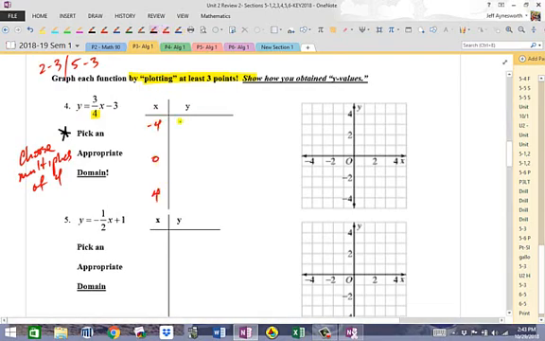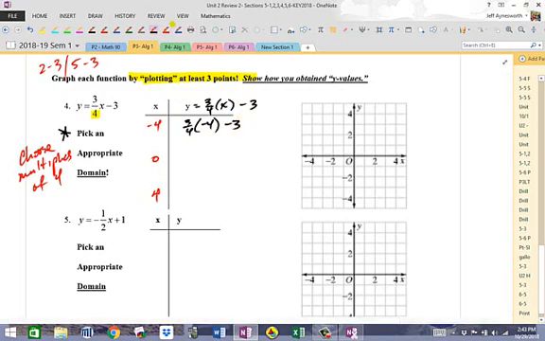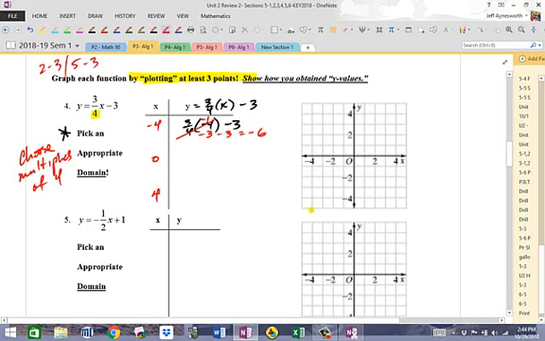Okay, so let's evaluate it. So y is 3/4 times whatever x is, minus 3. So 3/4 times -4, minus 3. You can take 3 times -4 is -12, divided by 4 is -3, or you can simply divide here, 3 times -1 is still -3. Minus 3 more is -6. So -4, -6 is right about here. And then when you put in 0, 3/4 times 0 minus 3 is just -3. So 0, -3 should be here.